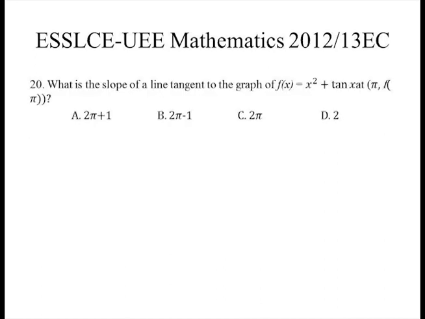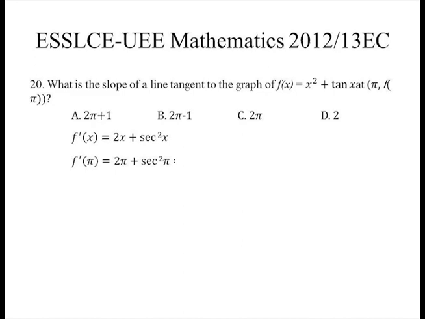Question number 20. What is the slope of the tangent line of the graph of f of x is equal to x squared plus tan x at (pi, f of pi)? First, let's determine the derivative of f of x. F derivative of x is equal to the derivative of x squared, which is 2x, plus the derivative of tan x, which is secant squared of x. F derivative at pi is equal to 2 pi plus secant squared of pi.